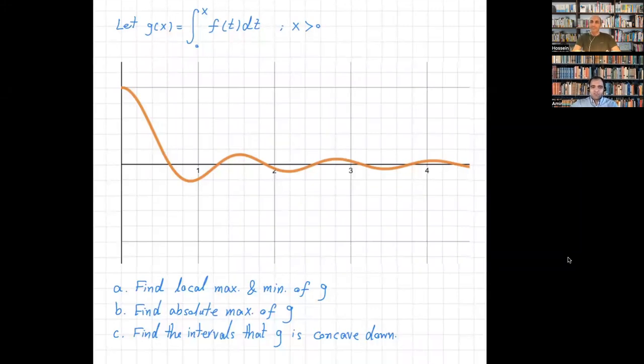Today I am with Hussein. I have a problem for Hussein to solve about the concept of integration and differentiation.